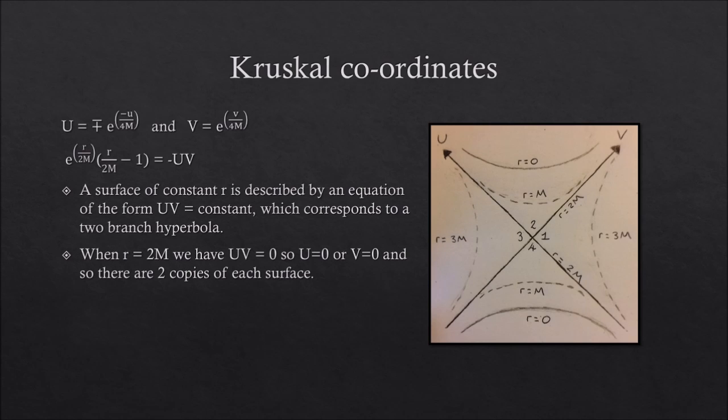So we've got the surfaces described by an equation of the form uv equals constant, which corresponds to a two-branch hyperbola, which we have on the right. When r equals 2m, we have that uv equals 0, as you can see from the equation above. So u would equal 0 or v would equal 0, and so there are two copies of each surface.